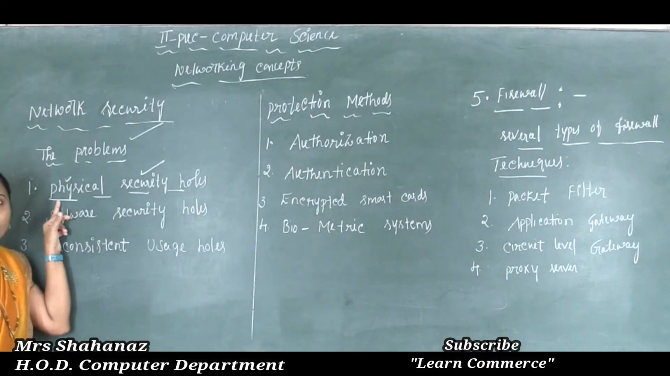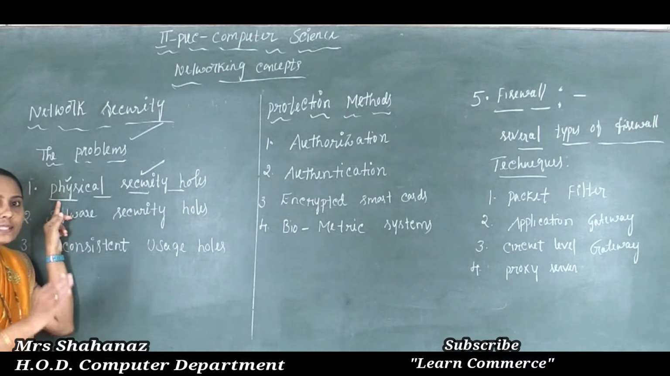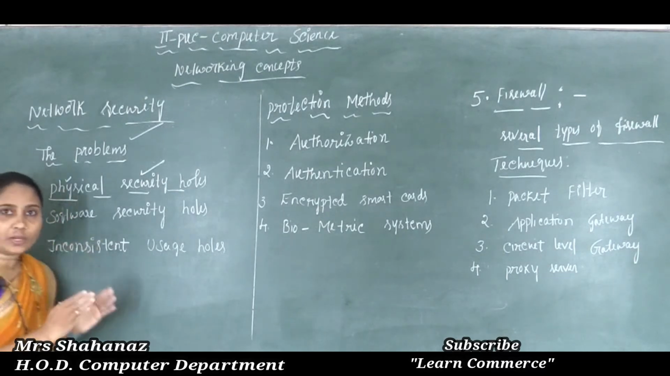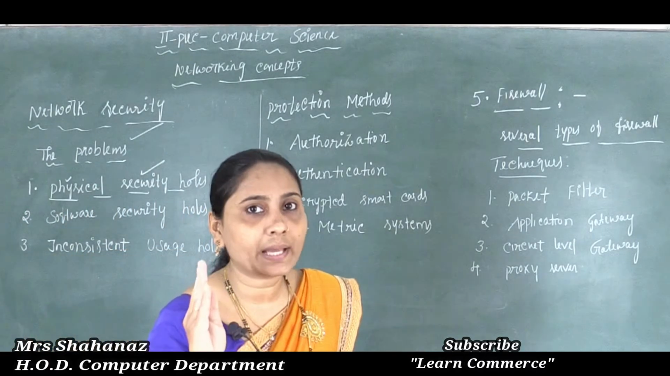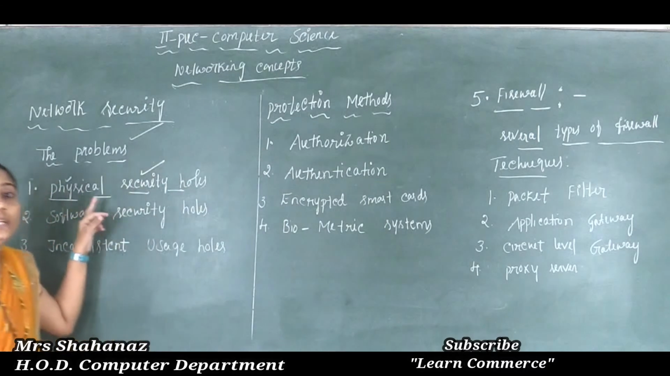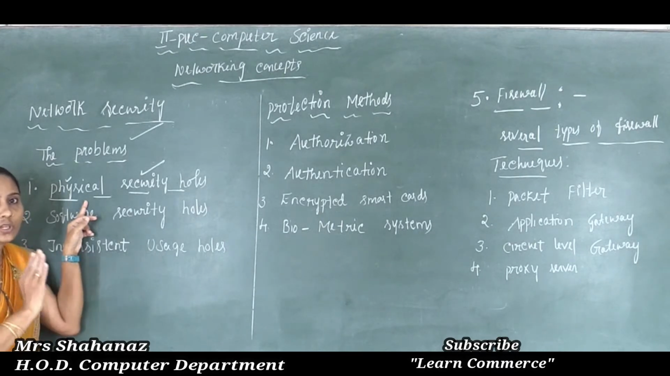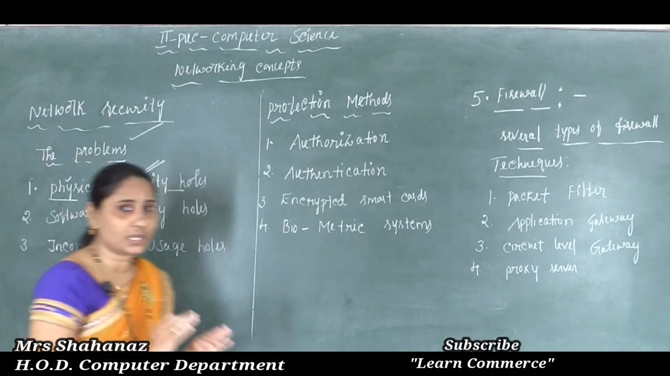So when an individual gains unauthorized access to a computer and such a person tampers with the files, that means accessing the files, such work is done by hackers. The hackers do it just by guessing the password of different networks or different computers, and then gaining access to the network system. So clear this point. This type of problem is called the physical security hole.